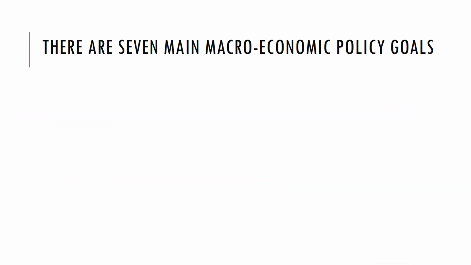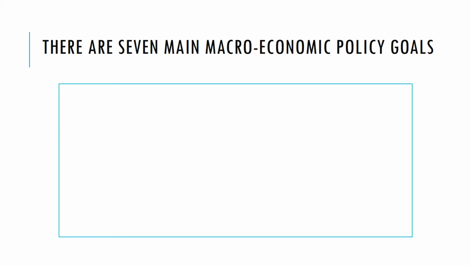Well, there are 7 main macroeconomic objectives that governments around the world might have, sometimes called policy goals. So you don't need to take these down just yet. We're going to look at specific ones for the UK in a second and a snappy way to remember them.